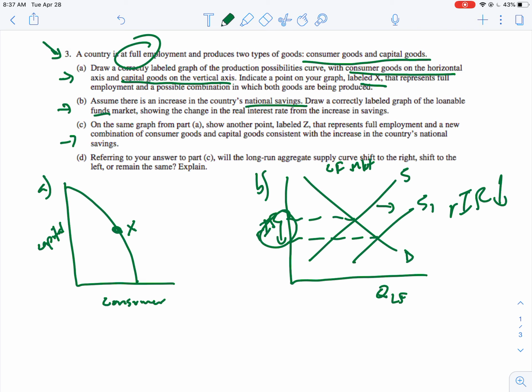On the same graph from part A, show another point labeled Z that represents full employment and a new combination of consumer goods and capital goods consistent with the increase in the national savings. So this one actually for a second tripped me up. If we're saving more, then that extra money is going to get invested. So before we had a certain combination of capital and consumer, but the savings is going to increase capital stock and it's going to move us toward the capital side of things. We're making more capital resources than the consumer resources that we were making before.